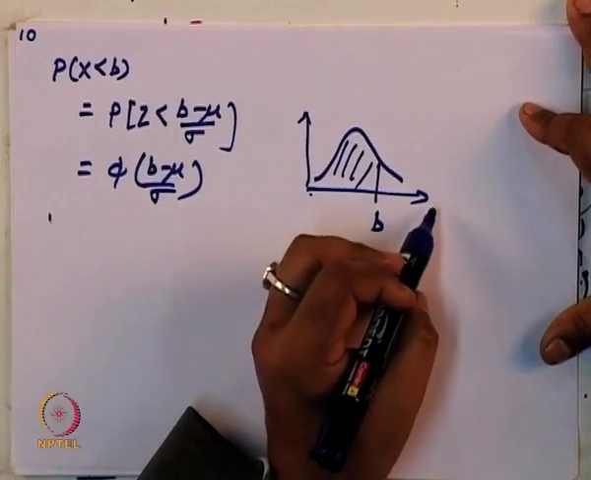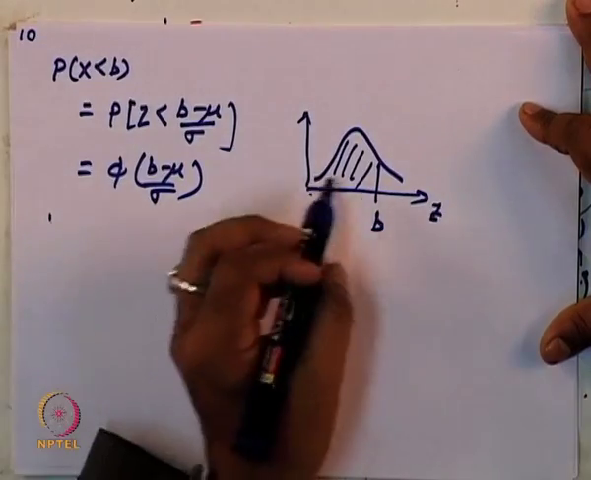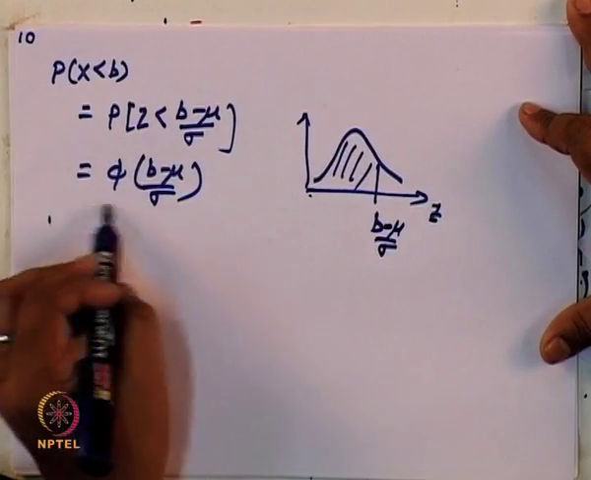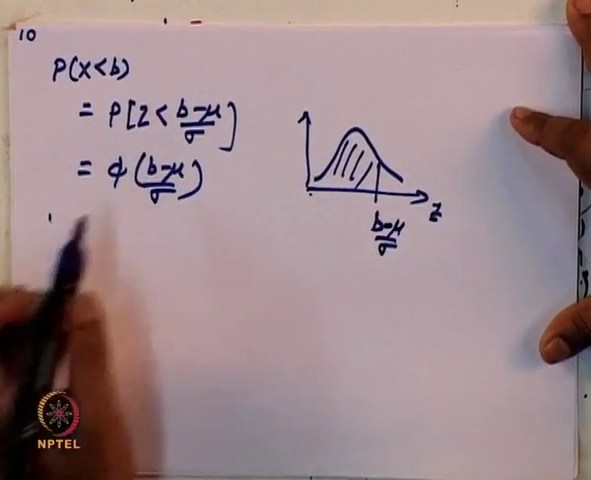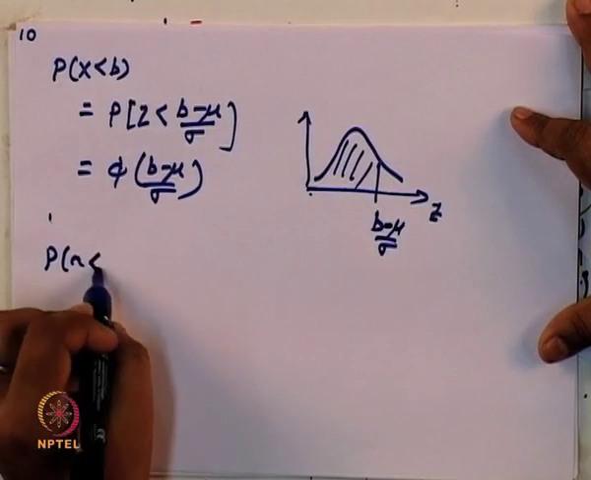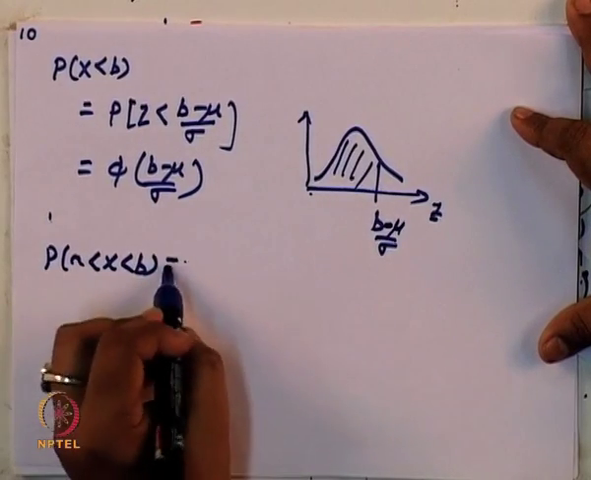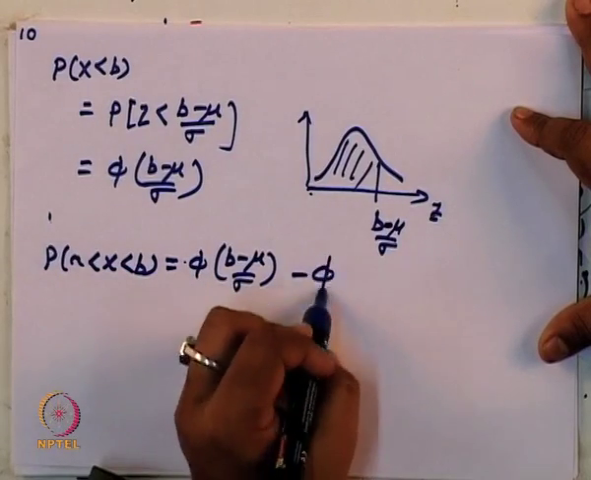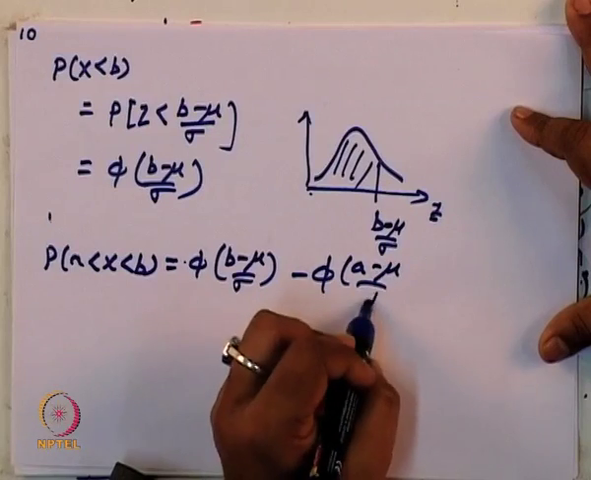So, I can find out for the z variable what the correspondence is. This corresponds to (b minus mu) by sigma, and accordingly I can look this value up. I can write the probability of a less than x less than b as nothing but phi of (b minus mu) by sigma minus phi of (a minus mu) by sigma.